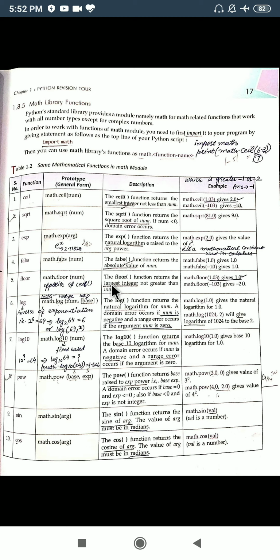मतलब वो बड़े से बड़ा इंटीजर जो कि नंबर से खुद ग्रेटर नहीं हो. यहाँ था कि नंबर से छोटा नहीं होना चाहिए. यहाँ हम कह रहे हैं नंबर से बड़ा नहीं होना चाहिए. फाइन. See, same example it is taking here. 1.03 you were taking here, and also floor function it is taking 1.03. तो नंबर से बड़ा नहीं होना चाहिए वो लार्जेस्ट इंटीजर, दैट इज 1.0.